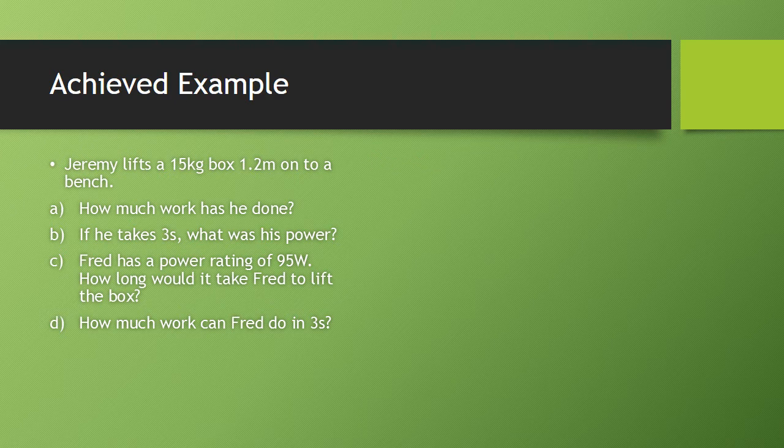Firstly, the achieved level example. Jeremy lifts a 15 kilogram box 1.2 meters onto a bench. How much work has he done? Well, we start with our work equation, which is equal to the force times the distance. But we haven't been given a force directly, there's nothing there in newtons. But we can use our mass of 15 kilograms, multiply that by the strength of gravity to get a weight force of 150 newtons. We put that into our work equation, multiply it by the vertical distance, and we get 180 joules worth of work.